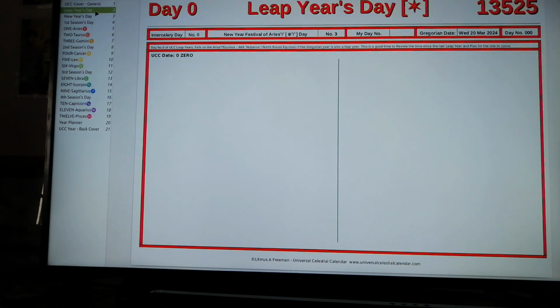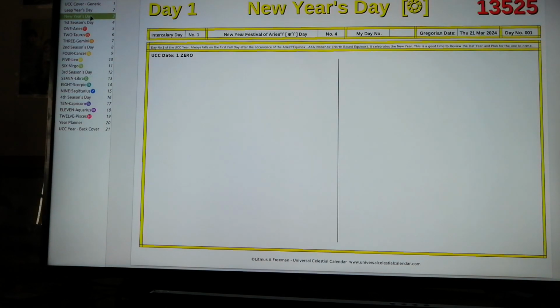Because in a standard year, New Year's Day, day 1 of the year, is always the first full day after the day that the equinox, the Aries equinox, occurs on. So this is, you can see a Gregorian March 21st.